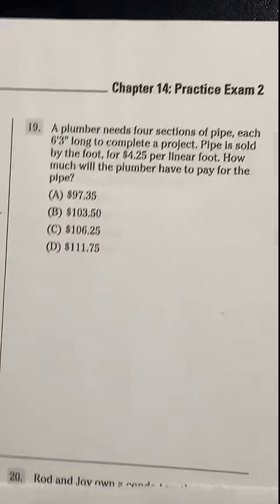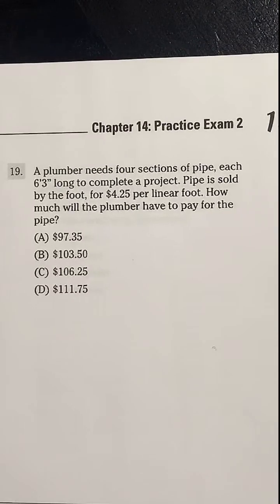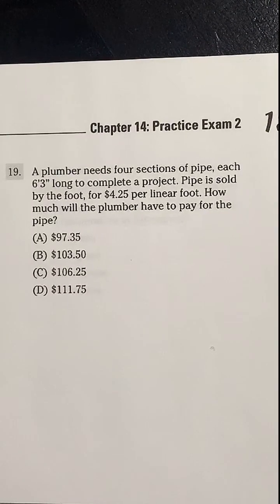All right. Let's try number 19. Okay, a plumber needs 4 sections of pipe, each that's supposed to be 6 feet and 3 inches long to complete a project. Pipe is sold by the foot for $4.25 per linear foot. How much would the plumber have to pay for the pipe?